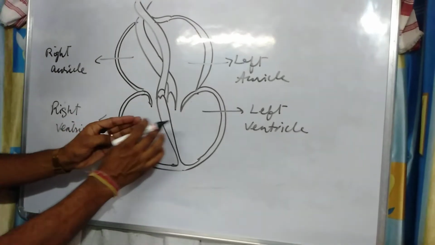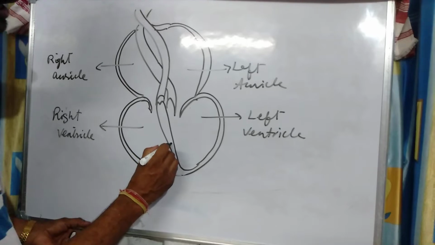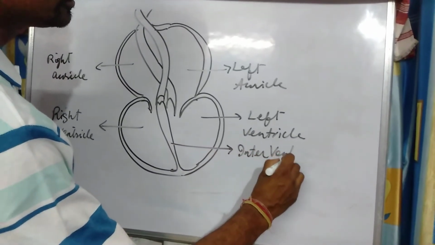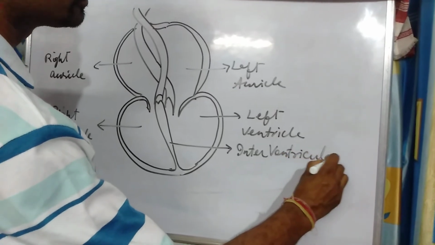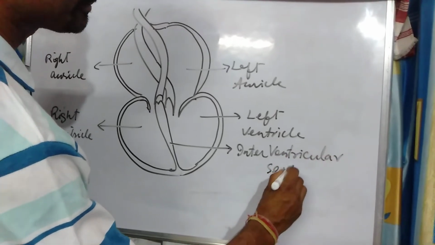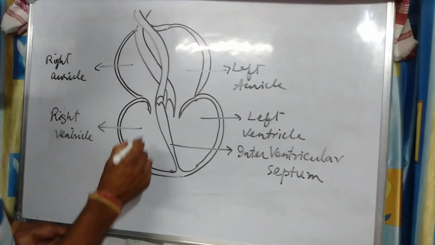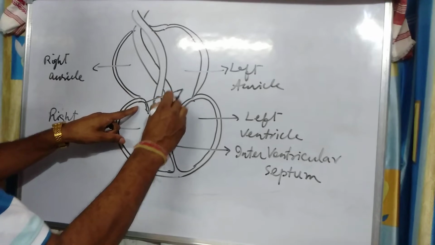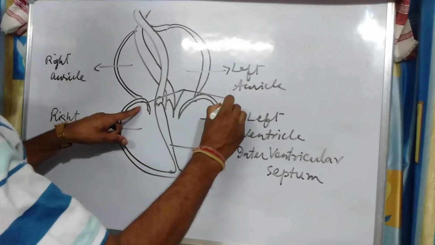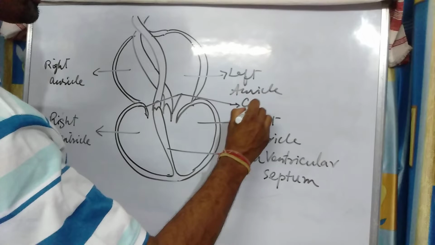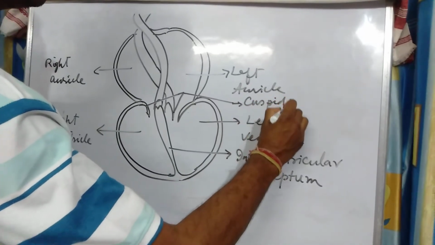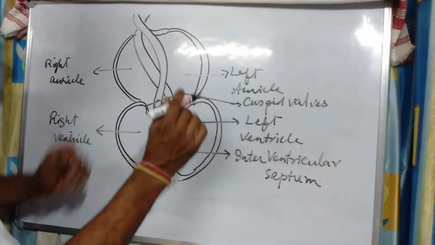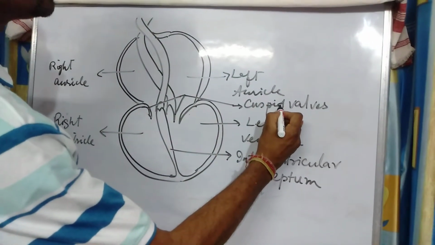Both the ventricles are separated by the interventricular septum. This is called what? Interventricular septum. Clear? Now, here you are finding the occurrence of valves. These are called cuspid valves, bicuspid and tricuspid. So I am writing cuspid valves. I think it is clear to you.